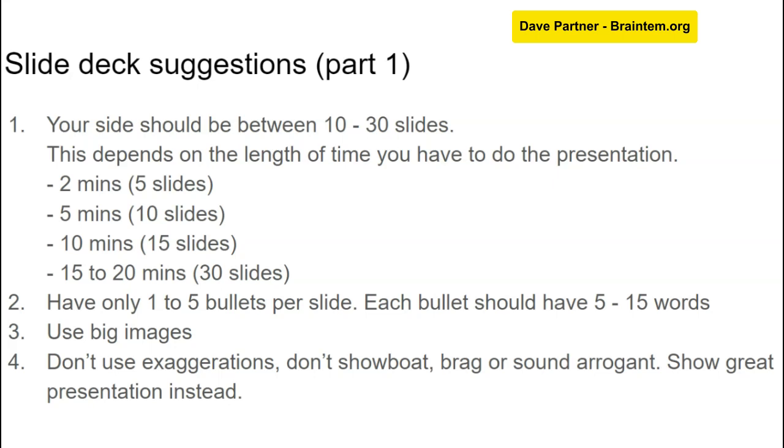Now another one is don't use exaggerations, don't show off, don't brag or sound arrogant. Instead, show a good presentation. If your presentation is good, it's already enough boasting for you. If you sound arrogant, nobody wants to work with an arrogant person. If you sound like, "I'm the smartest person in the world and I came up with this so smart, unique idea, and I just need your money. If you don't want to give me money, then you can go," if you pass that kind of message, nobody wants to give you money. You're going to lose the money they want to invest and their expertise.